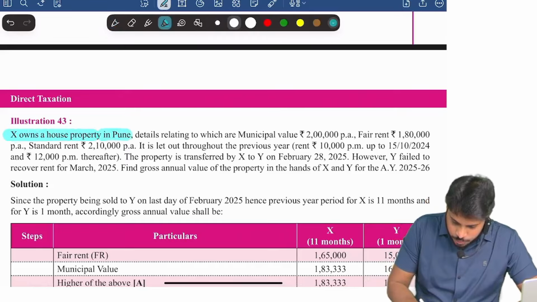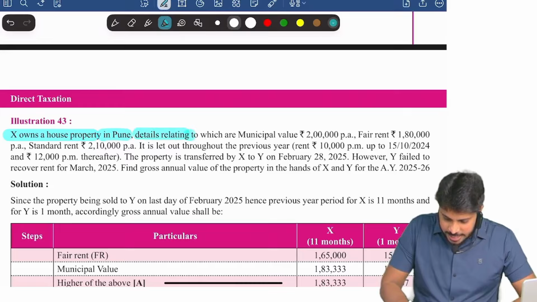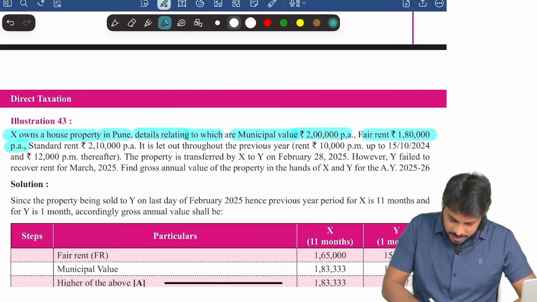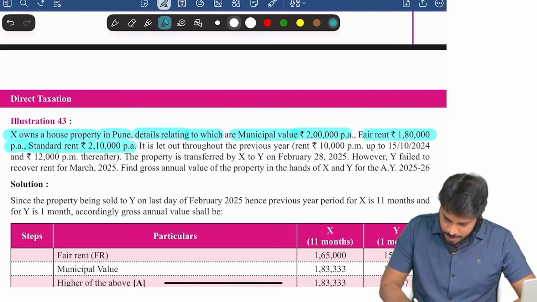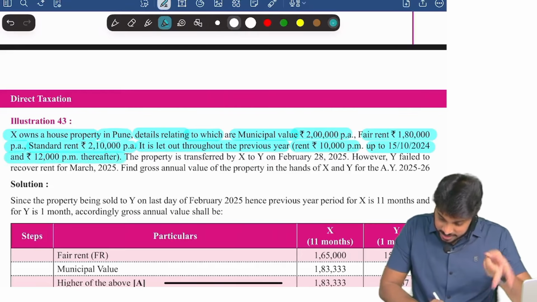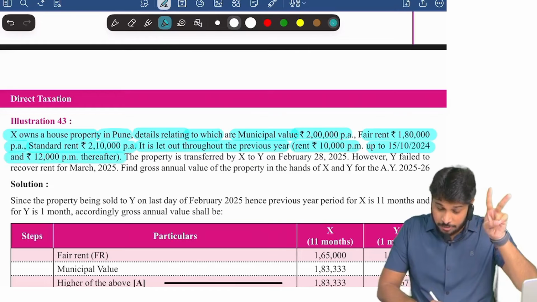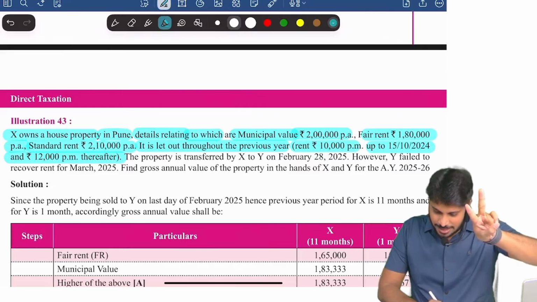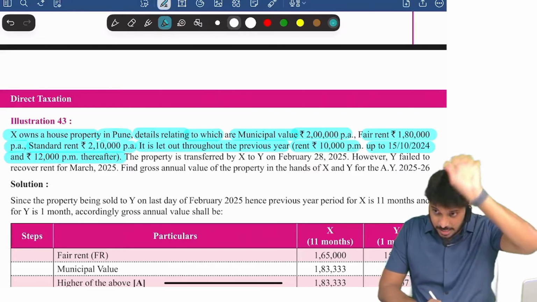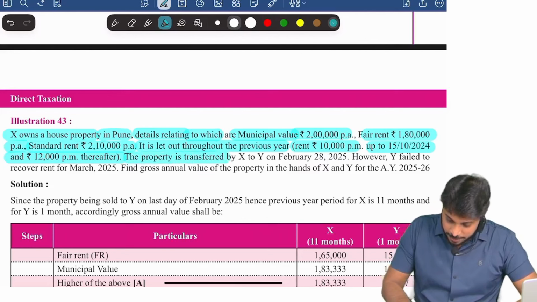X owns a house property in Pune. Details relating to it are: municipal value 2 lakhs per annum, fair rent 1 lakh 80, standard rent 2 lakh 10. It is let out throughout the previous year, rent 10,000 per month up to 15th October and 12,000 per month thereafter. So for 6.5 months, 10,000, and another 5.5 months, 12,000 per month. The property is transferred by X to Y in February 2028.